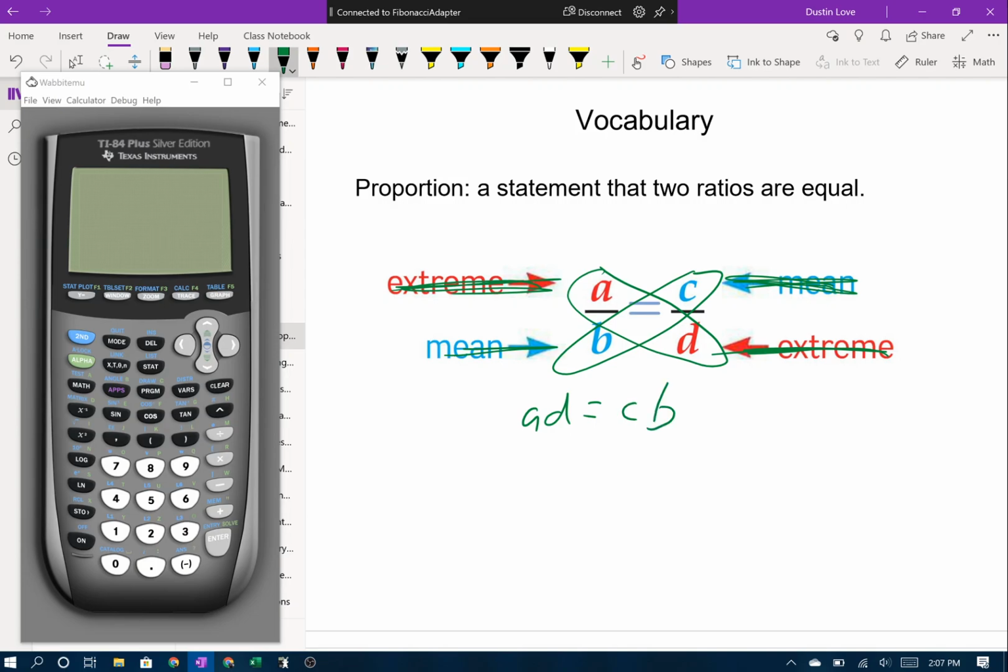Now, here's the danger though. Please realize that that is a tool for a specific job. That specific job is solving proportions. You cannot use cross multiplication or butterfly method or whatever you want to call it for multiplying fractions, for adding fractions, for dividing fractions, for anything in the world except for ratios equal each other, which is a proportion. Use it properly, don't use it anywhere else. Okay.